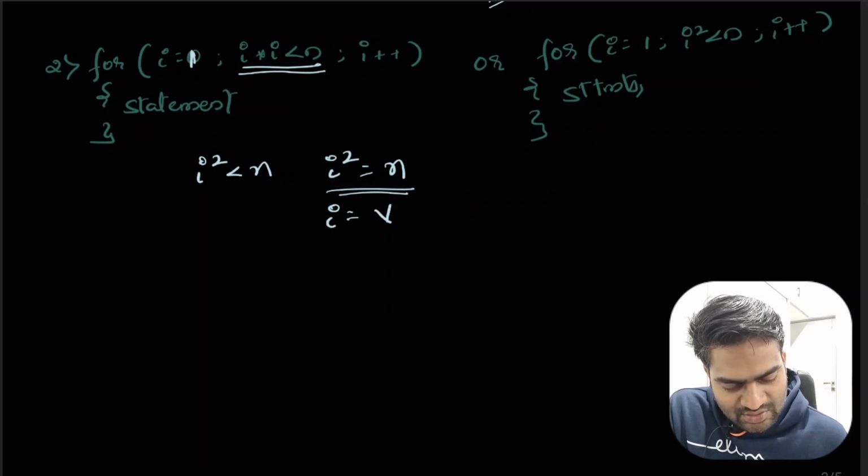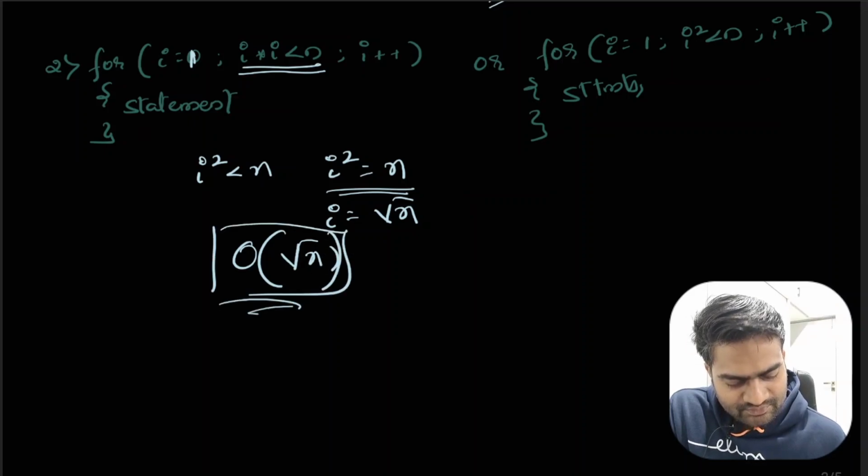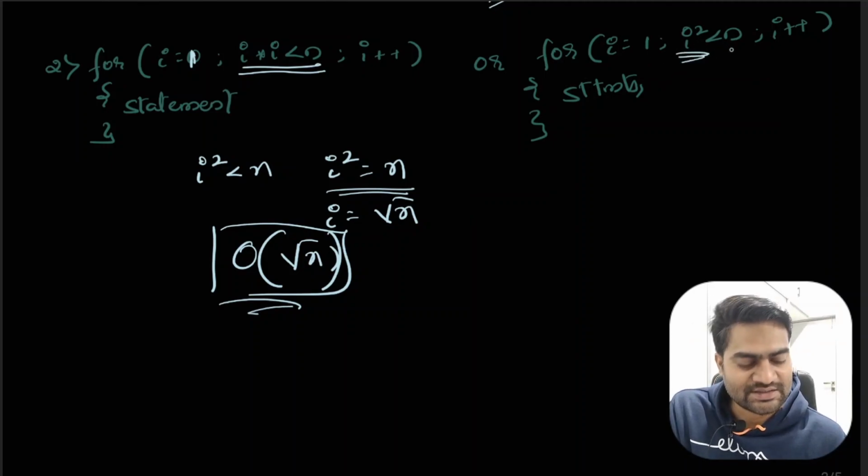I equal to root n. That is nothing but it is of order root n. So this is also pretty much the same. I have just used I square is less than n, so both the loops are similar here. So this is one more example. Let us look into another example now.